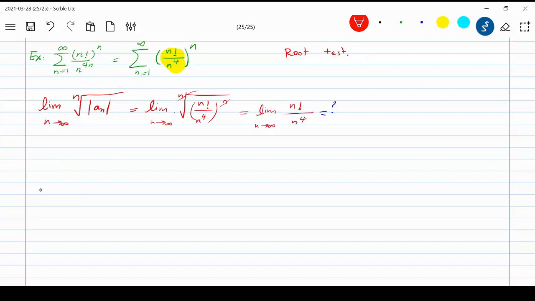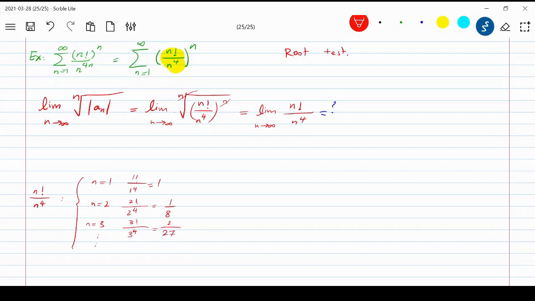Same idea. So let's say you want to replace n with 1. What happens? You have n factorial divided by n to the power 4. Let's calculate for different n's. If n equals 1, you get 1 factorial divided by 1 to the power 4, simply 1. If n equals 2, you get 2 factorial divided by 2 to the power 4, that is 1 over 8. N equals 3, you get 3 factorial divided by 3 to the power 4, becomes 6 divided by 3 to the power 4, that is 2 over 27.